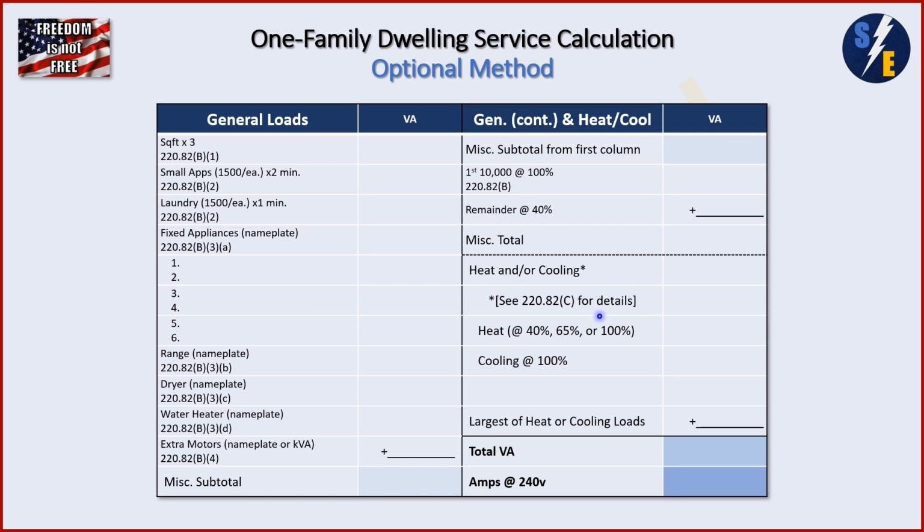Please check out my deep dive series because I explain exactly how 220.82(C) works for heating and cooling. But we're going to calculate our heating and cooling, figure out which one our largest load is, and then we're going to take that total, add it to this miscellaneous total, and come up with our building total in VA. Then we're going to divide by our voltage, which is typically 240 volts, and that's going to give us our amps for our service. So in a nutshell, we have part B of 220.82, which covers this section here, and then part C here, and then we're going to add them together to get the total.